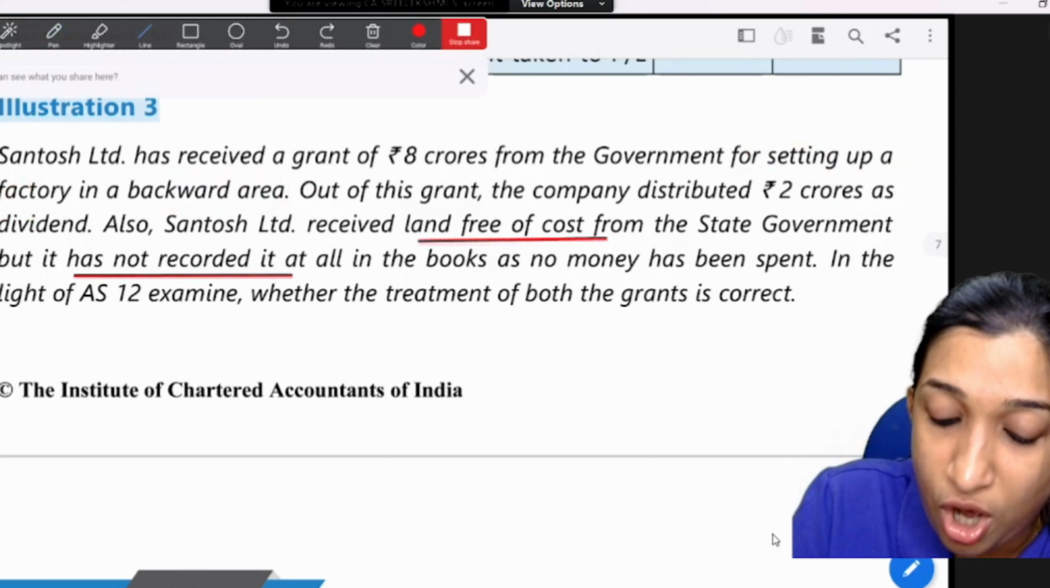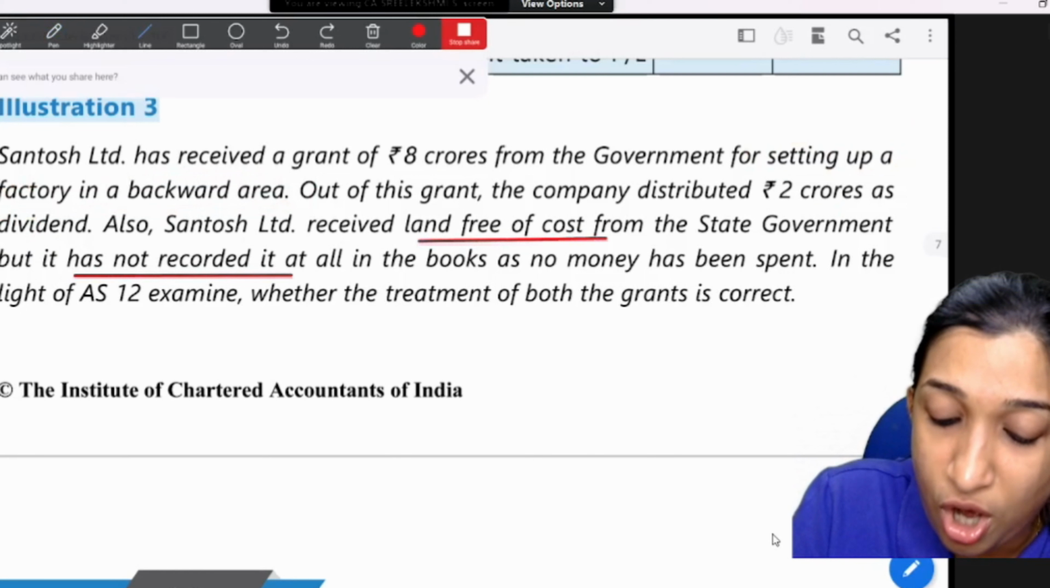Option number two: treat the grant as deferred income. So the first one is clear. Bank to grant, asset to bank, then grant to asset. So only that asset will be appearing at the balance figure, total minus grant amount.